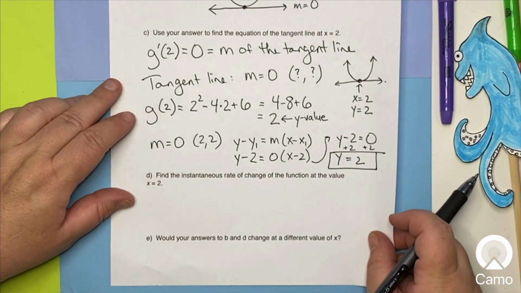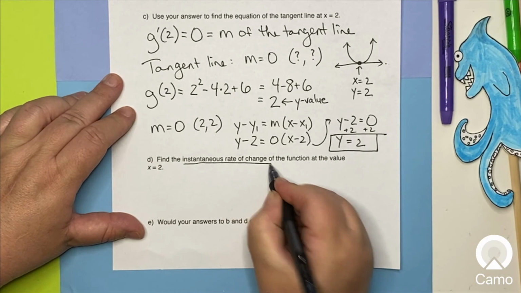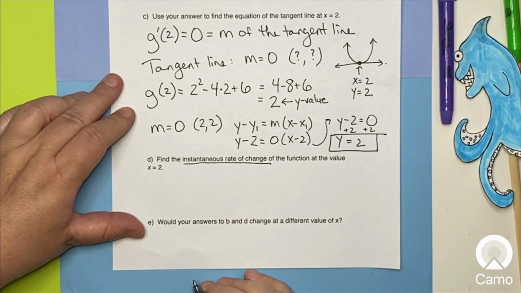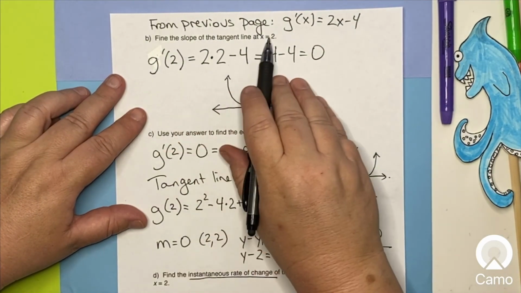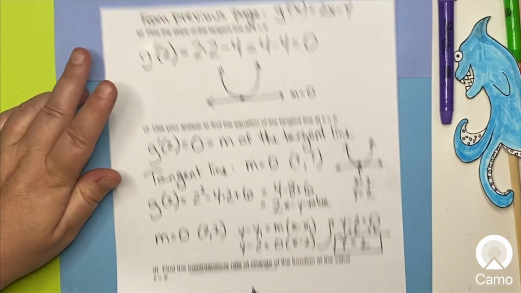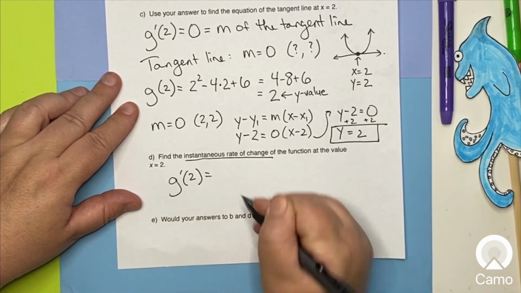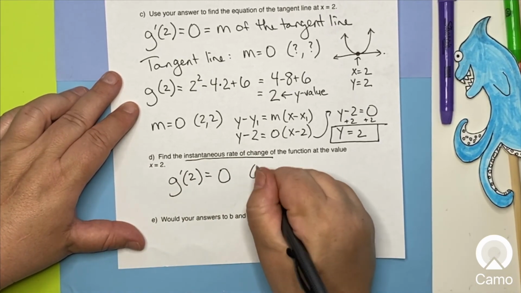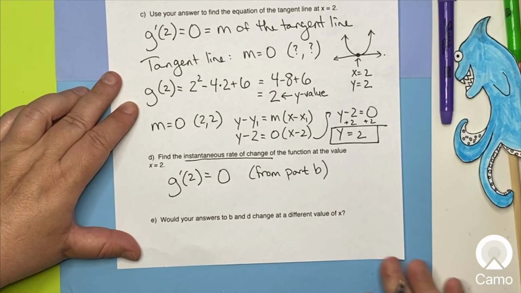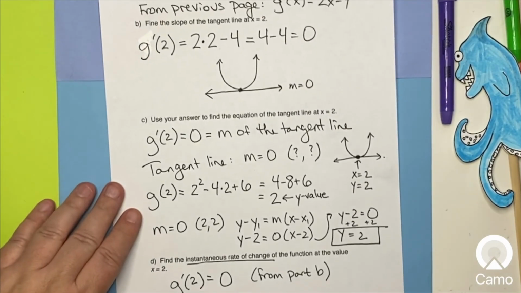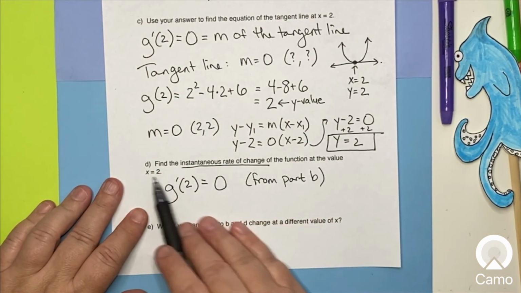Find the instantaneous rate of change of the function at the value x equals 2. Now, this is going to sound really goofy because you're going to be like, wait a minute, still at 2? We know the slope of the tangent at 2 is 0. So the instantaneous rate of change of the function is also 0. From part B, right? From way up here, g prime of 2 was 0. So the instantaneous rate of change of the function is 0.